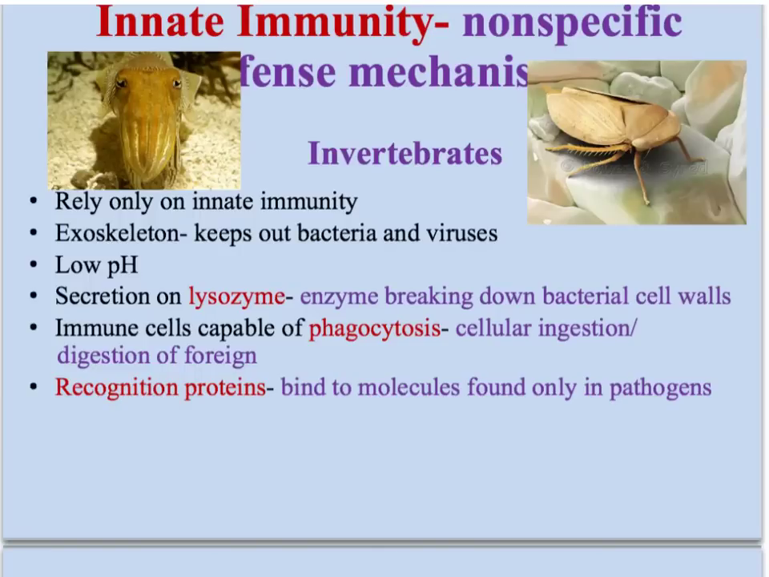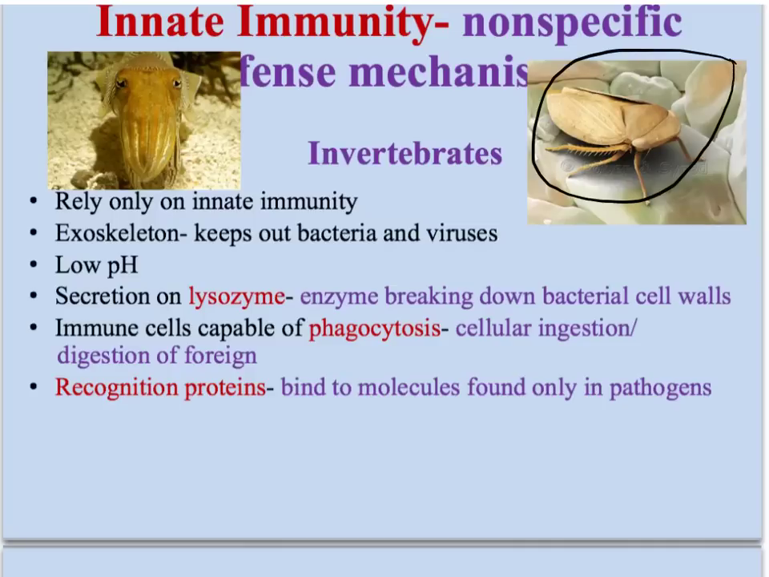Alright, so now we're going to talk about innate immunity. This is the non-specific defense mechanisms. And first we're going to talk about invertebrates. So invertebrates, these are things that do not have vertebrae, they do not have a backbone. And our example is going to be an insect. So that's what we're going to talk about right now.